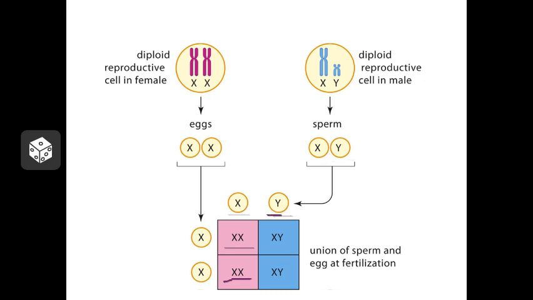If they donate a Y chromosome, then the child will be male. There's a 50% chance overall of that child being male. So it's actually the father that determines the gender of the children.